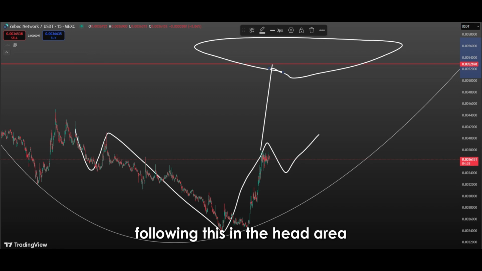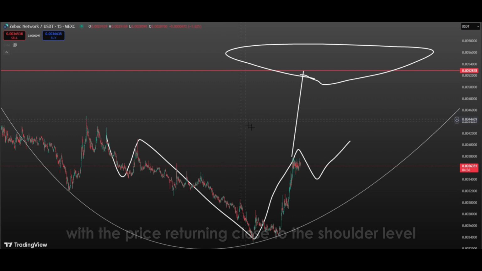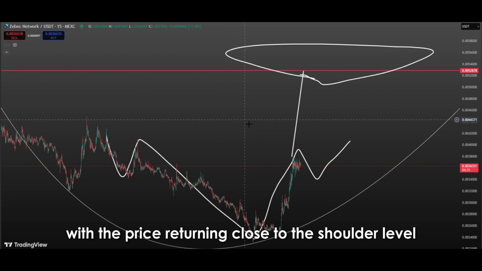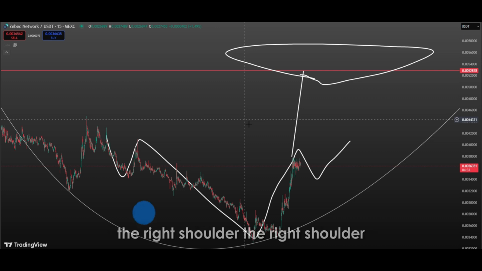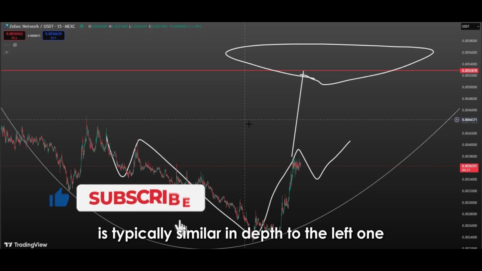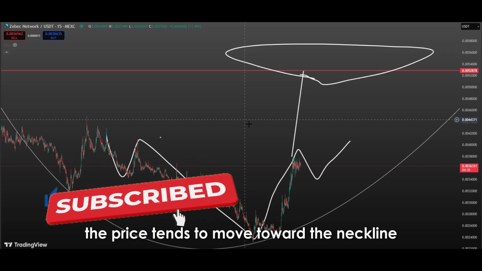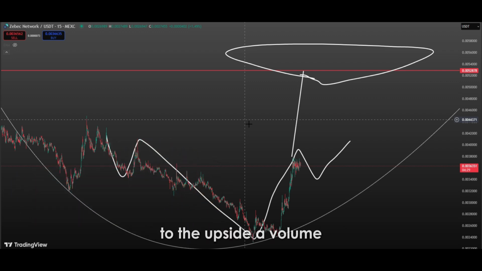Following this, in the head area, the price experienced an even deeper drop, but this time the recovery was stronger, with the price returning close to the shoulder level. At present, the price is attempting to form the third and final part of this structure, the right shoulder. The right shoulder is typically similar in depth to the left one, and from this point, the price tends to move toward the neckline. The critical factor in this process is whether the neckline will be broken to the upside.